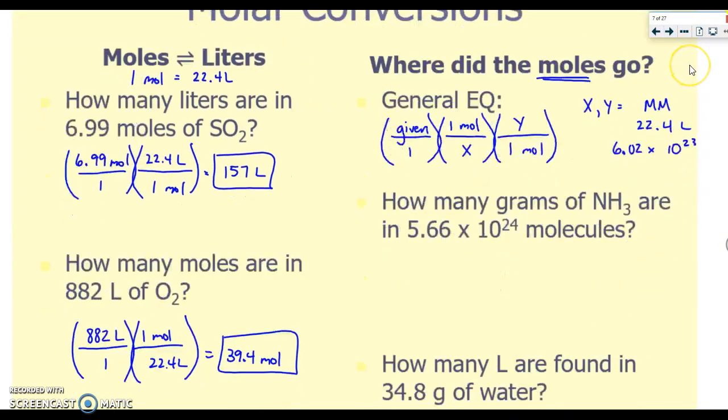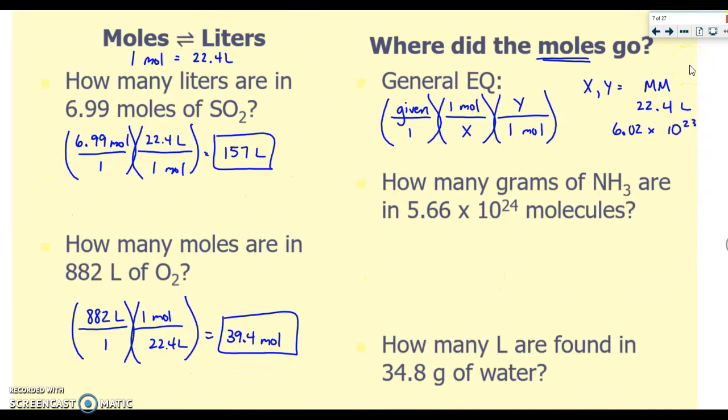So, first one says, how many grams of NH3 are in 5.66 times 10 to the 24th molecules? So since the problem says the word grams, I know that I'm going to need my molar mass. So I'm going to solve that now. Nitrogen is 14, and then hydrogen is 1 times 3, so I get a total of 17. So now I'm ready to solve my problem. I'm going to start with my given, my 5.66 times 10 to the 24th molecules over 1.